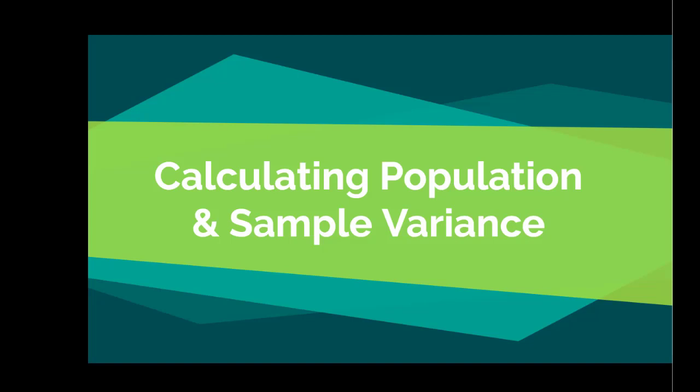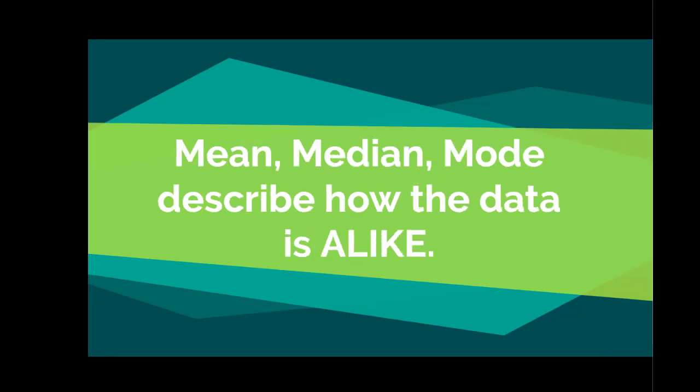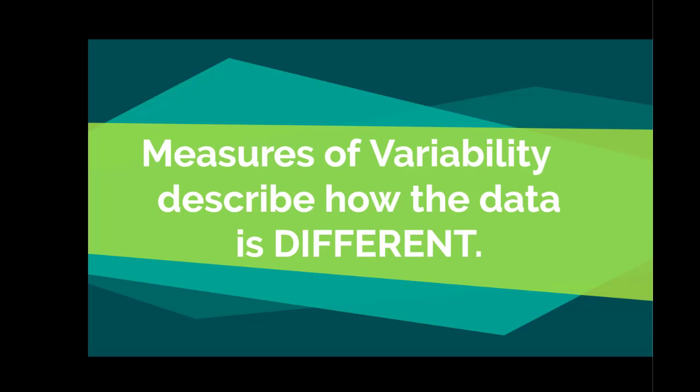But the best part is we will be calculating population and sample variance. Yay! Let's start with a quick review. Remember, we started discussing how mean, median, and mode are all measures of central tendency. And measures of central tendency tell us how our data is alike. Measures of variability describe how the data is different.